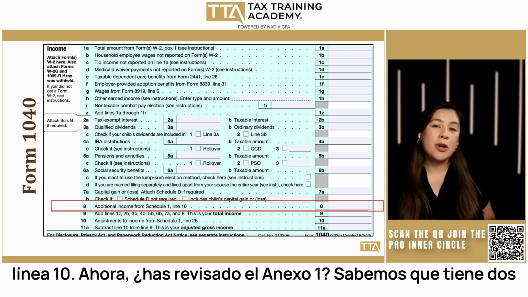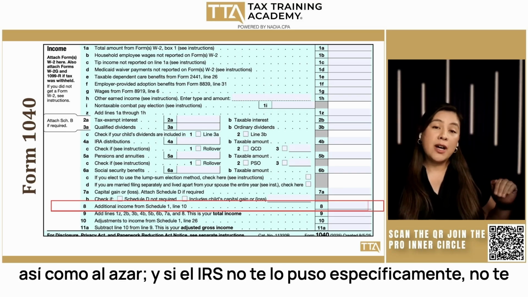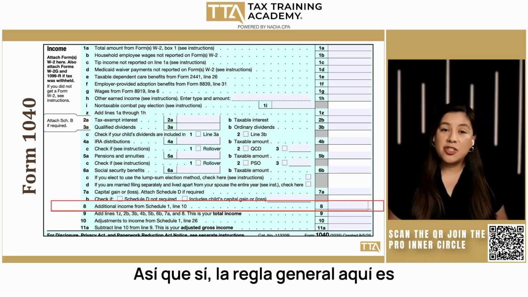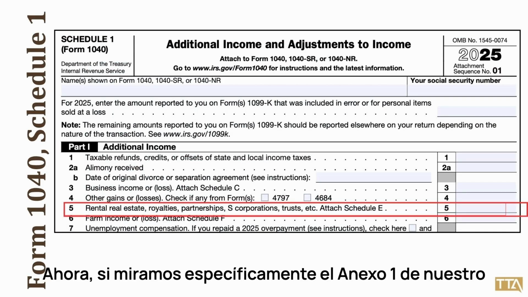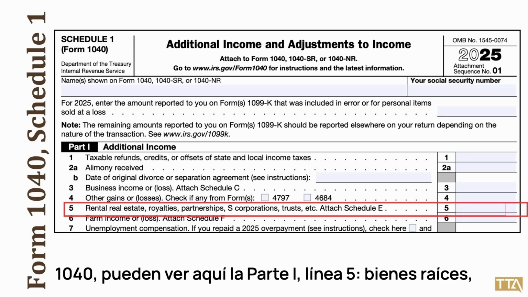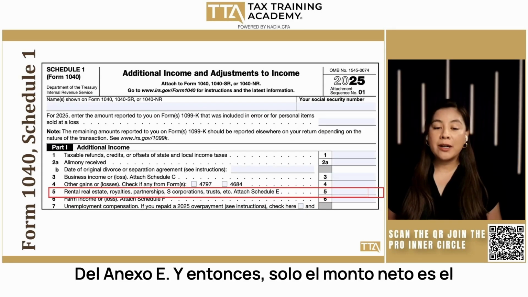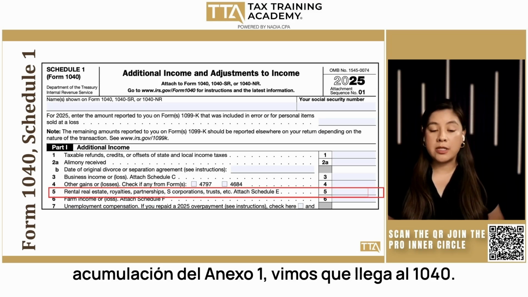Now, have you looked at Schedule 1? We know that it's 2 pages, and it's going to list a bunch of random income items, and if the IRS didn't list it for you, don't worry because they have a line that says other income. So yes, general law here is that all income is taxable. Now, if we specifically look at Schedule 1 for our 1040, you can notice here Part 1, line 5, real estate, royalties, partnerships, S corporations, trusts, etc. From where? From Schedule E. And so just the net amount is what's going to flow to 1040, Schedule 1, and then this whole accumulation of Schedule 1, we saw that makes it to the 1040.